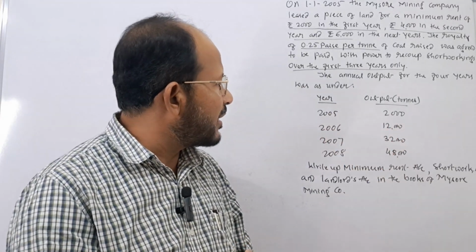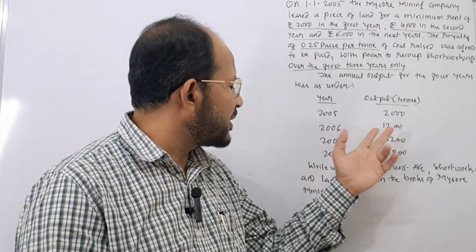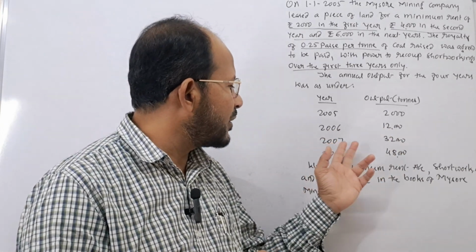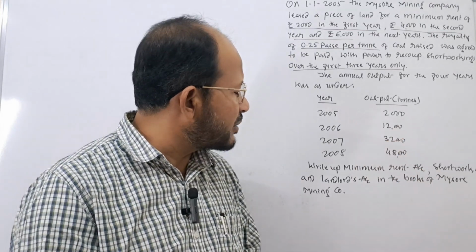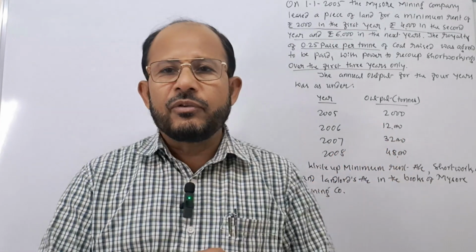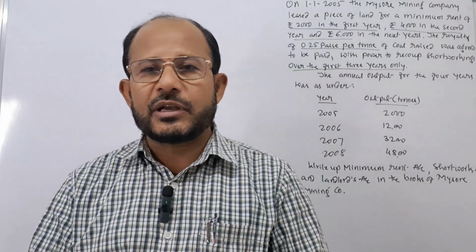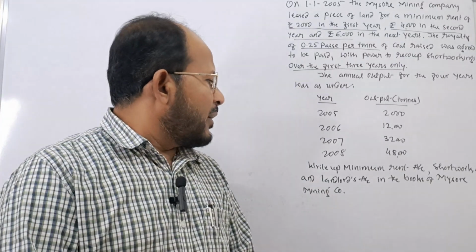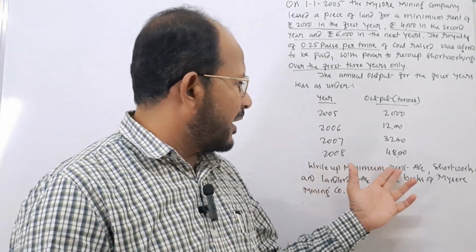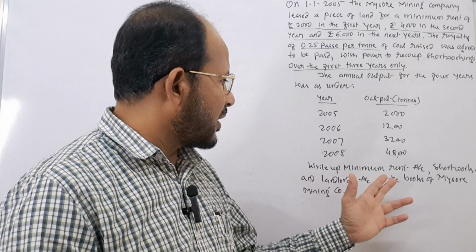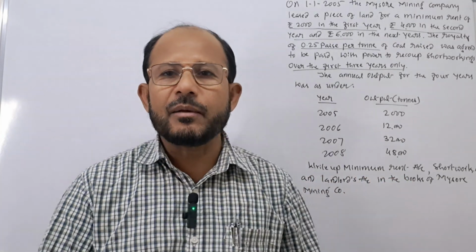Next one is the output is given for the 4 years. In 2005, 2000 tons were extracted. In the year 2006, 12,000 tons were extracted. In 2007, 32,000 tons were extracted, and in 2008, 48,000 tons were extracted. Okay, fine. What we have to do here? We have to write up minimum rent account, short workings account, landlord's account in the books of Mysore Mining Company.